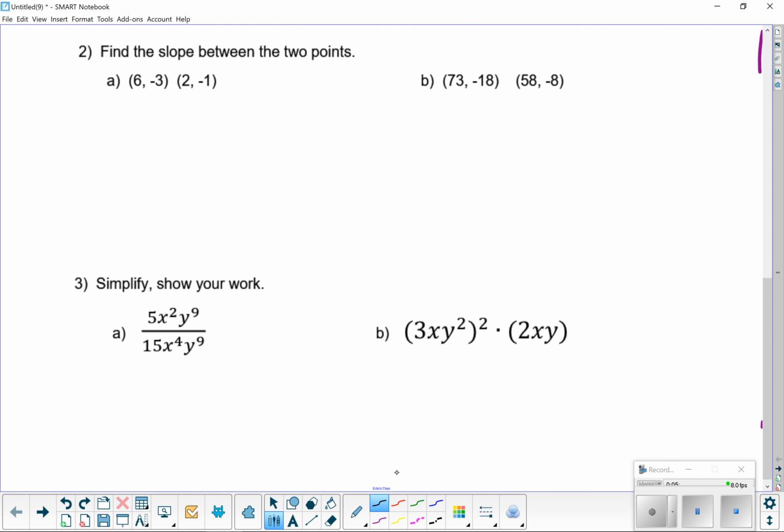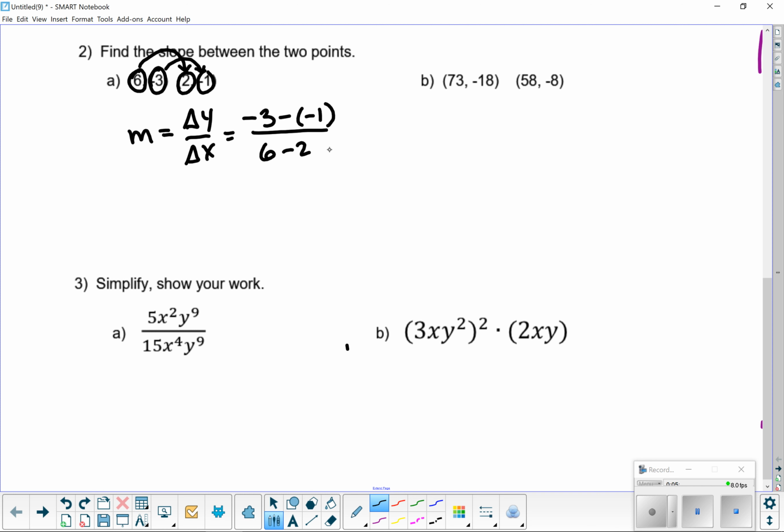So I'm going to write down that my slope is equal to, and I'm going to start with -3. Remember, you start with the y first because slope is the change in y over change in x. So -3 minus -1, you can write it like that. And notice how I said it, -3 minus -1. And you're also going to do 6 minus 2 for the change in x.